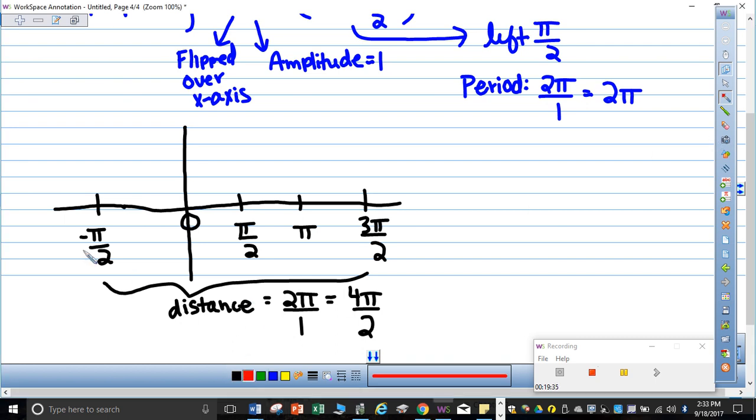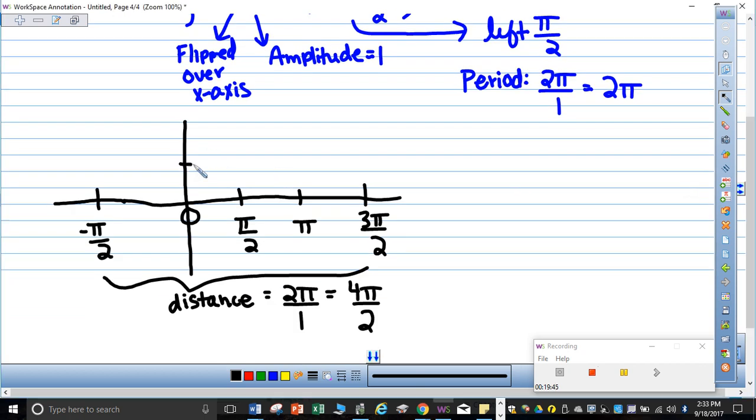All right, so for the 5 key points for cosine, usually it starts at a maximum, but since it's, hold on a second. Let's just label the y-axis with 1 and negative 1. All right, so since it's flipped over the x-axis, it's going to start down here at a minimum. So it's going to go minimum, x-intercept, maximum, x-intercept, minimum. And go ahead and connect those, making it curved. We'll do it with a dotted line. All right, now our final step, so that's the cosine graph.